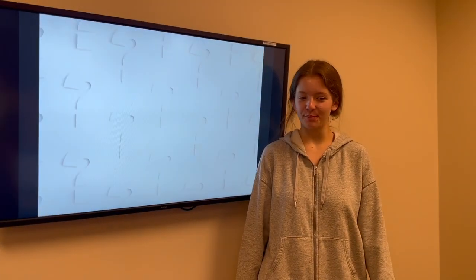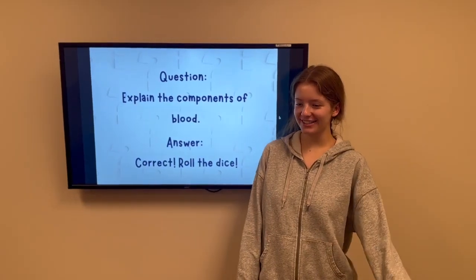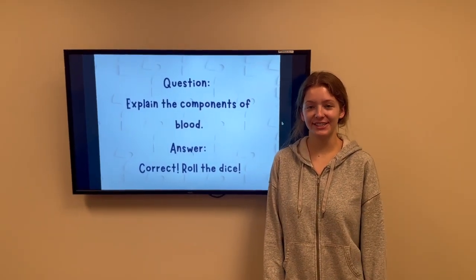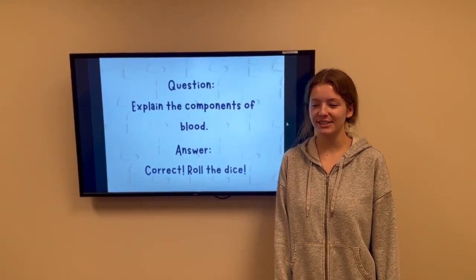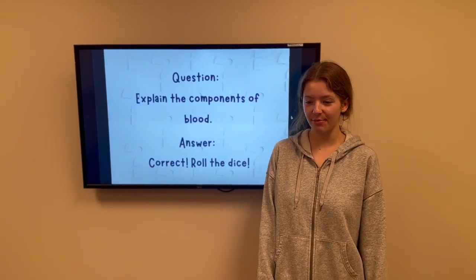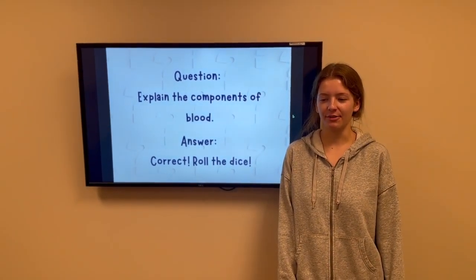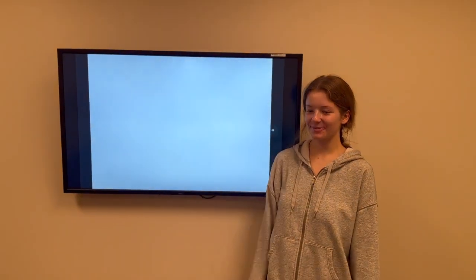Question 6 for Brooklynn. Explain the components of blood. Blood is made up of plasma and formed elements. That is correct. Plasma makes up 55 to 60% of blood and is made up of water, proteins, nutrients, and platelets. Formed elements make up about 40 to 45% of blood and are made out of red blood cells and white blood cells. Let's roll the dice.